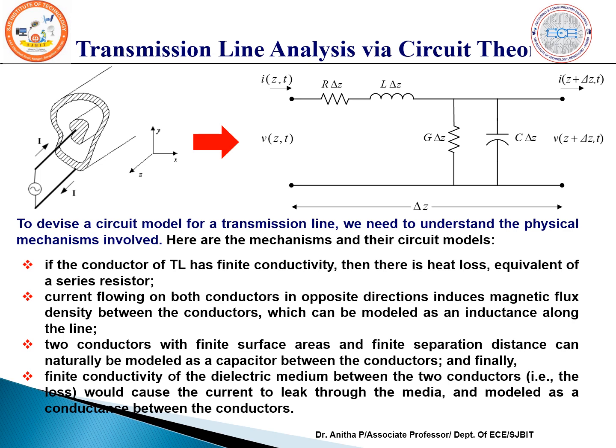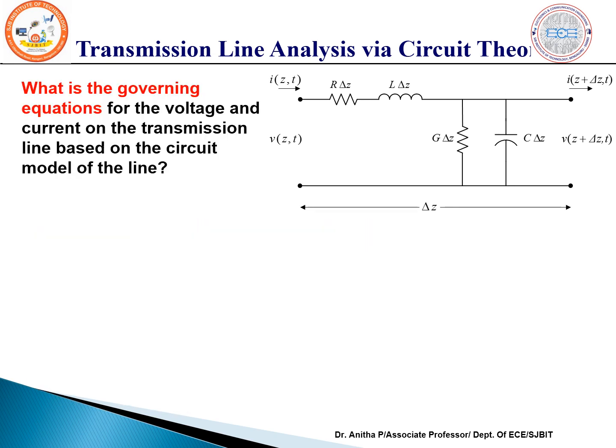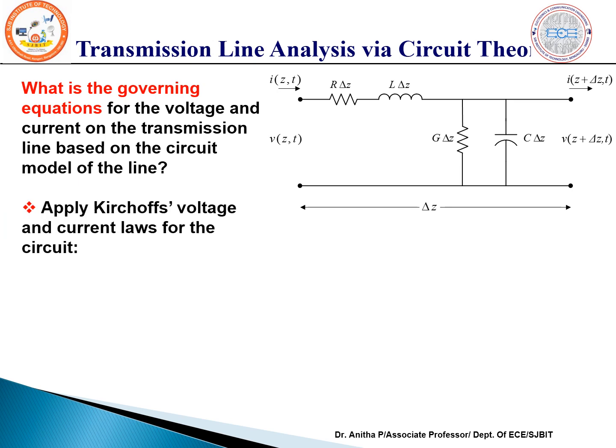the transmission line and evaluating, after a section of transmission line, the voltage and current parameters, which vary in space as well as with respect to time, represented as z comma t, z indicating space and t indicating that it is varying with respect to time. So to analyze this transmission line circuit, which is the same as your circuit theory, we apply KVL and KCL.